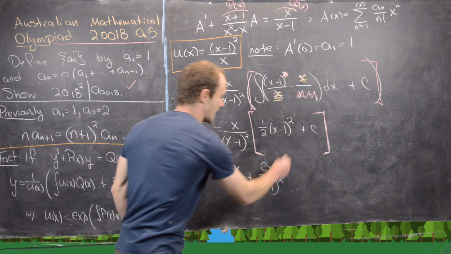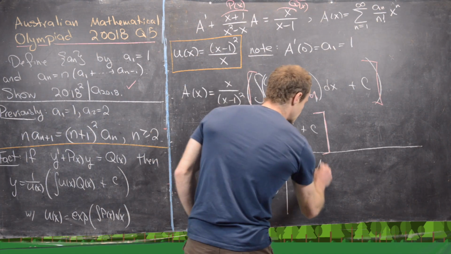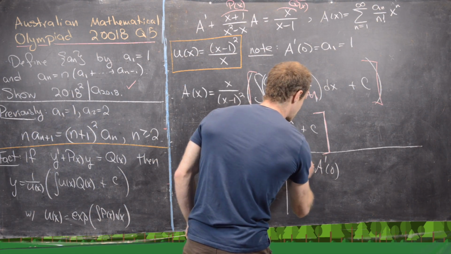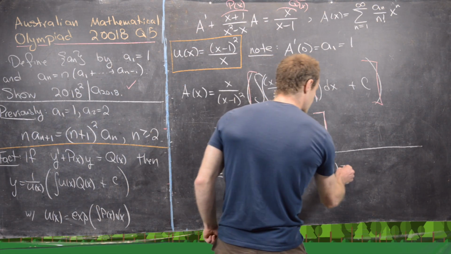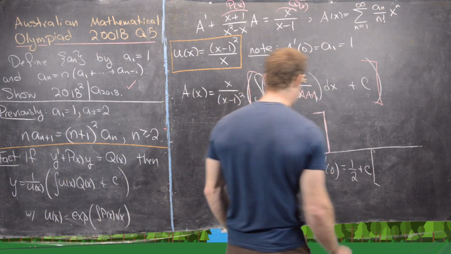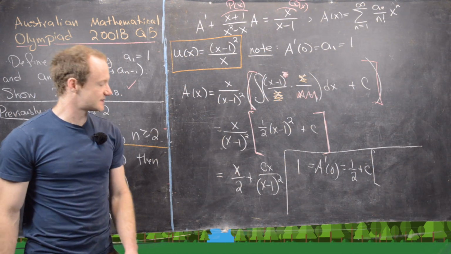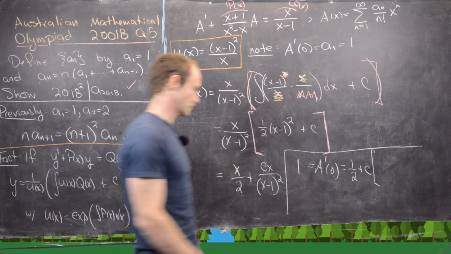So I'm going to go ahead and take the derivative of this. So I'll do a prime of 0. We need that to be 1. Now let's go ahead and take the derivative over here. So that's going to give me 1/2 plus our constant c. And then that constant c is going to be multiplied by the derivative of this using the quotient rule.